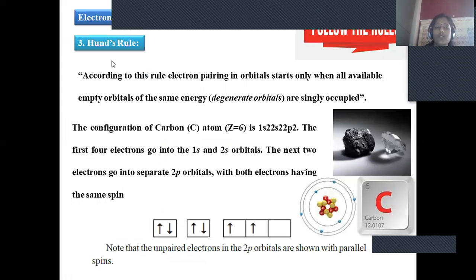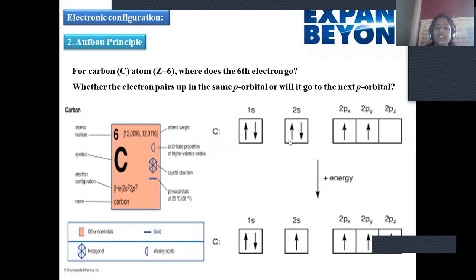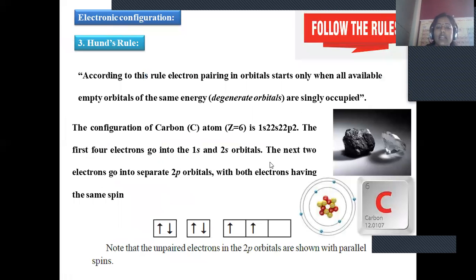Now, let us apply Hund's rule to this carbon. In order to fill the electrons in this carbon, we have an ambiguity. What is the ambiguity? The coming electron, that means the second electron, will move on to px or py, and why will it go to py rather than px? We have a detailed explanation for that by this Hund's rule.